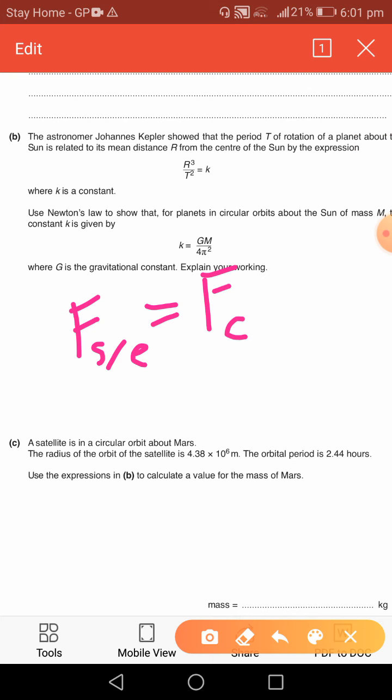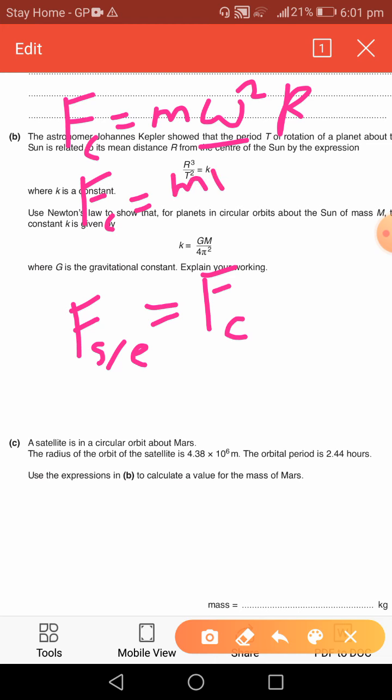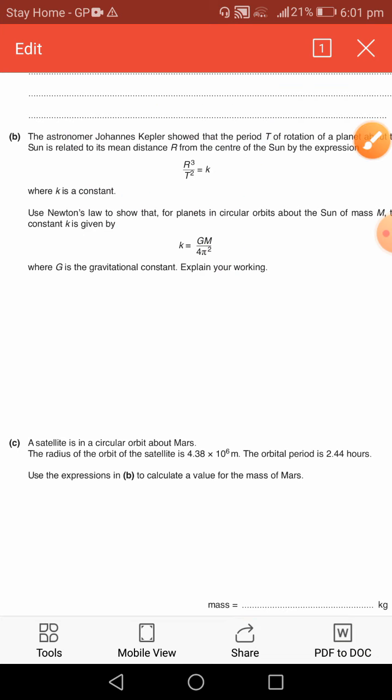Do you remember the formula for the centripetal force? Let me tell you, if you forget: the centripetal force is equal to m omega square r, where omega is the angular velocity, or it is equal to mv square by r, where v is the speed of the rotating object. We can use any one of them, both are applicable.